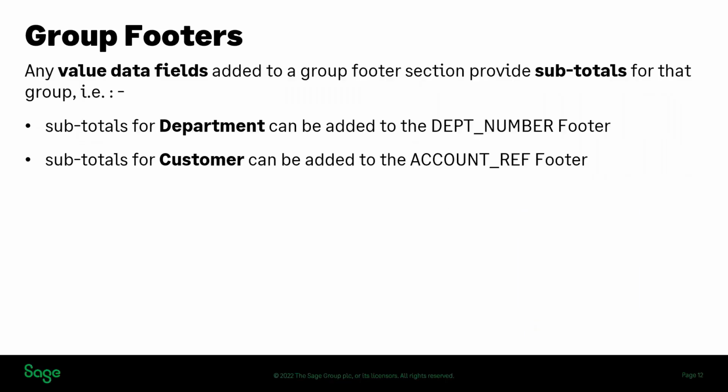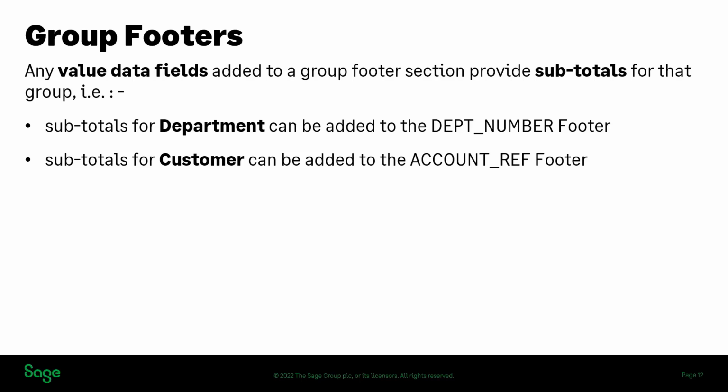Okay, so this slide for group footers. Any value fields added to group footer sections, to give you an example, net amounts, VAT amounts or gross amounts, etc., will provide a subtotal for the group the data fields were added to. So for example, adding value fields to a department number footer will give you subtotals per department. If you add them to an account ref footer, you'll get subtotals per customer.